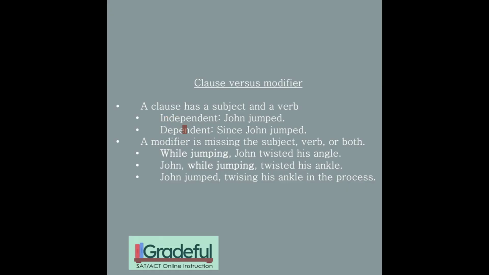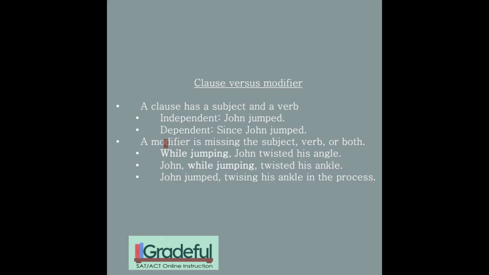A dependent clause has usually a weak conjunction at the front. So instead of saying "John jumped," we're saying "since John jumped." So the "since" means that we can't put a period at the end anymore because the "since" kind of implies that something else needs to be following. So that's what a clause is. It has a subject and a verb.